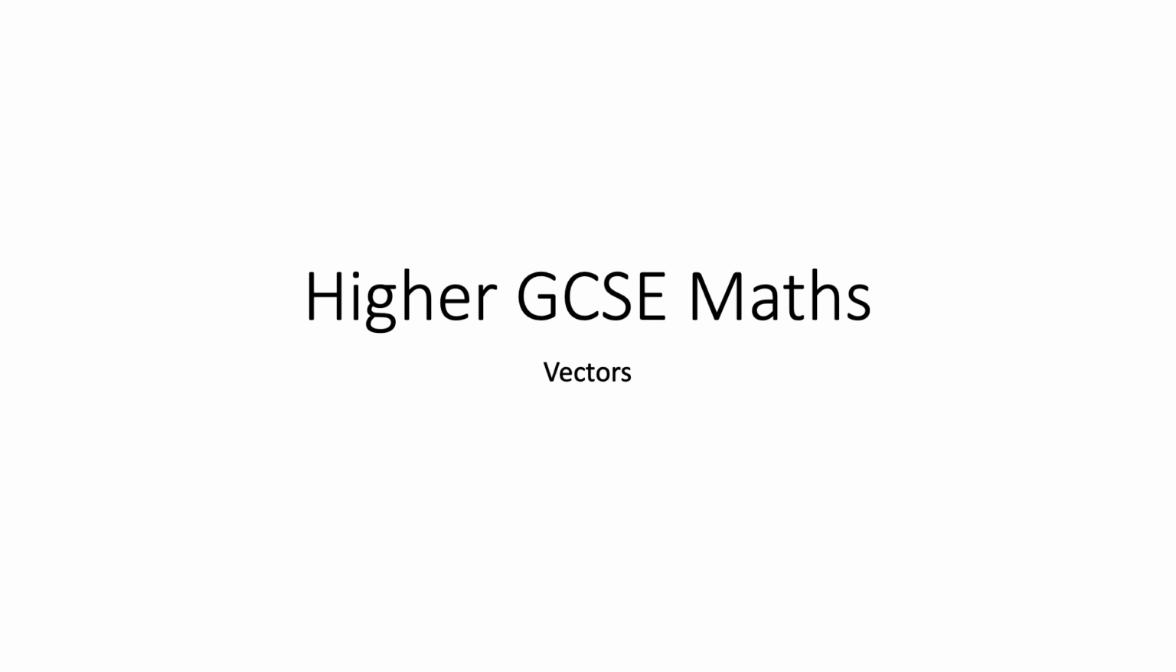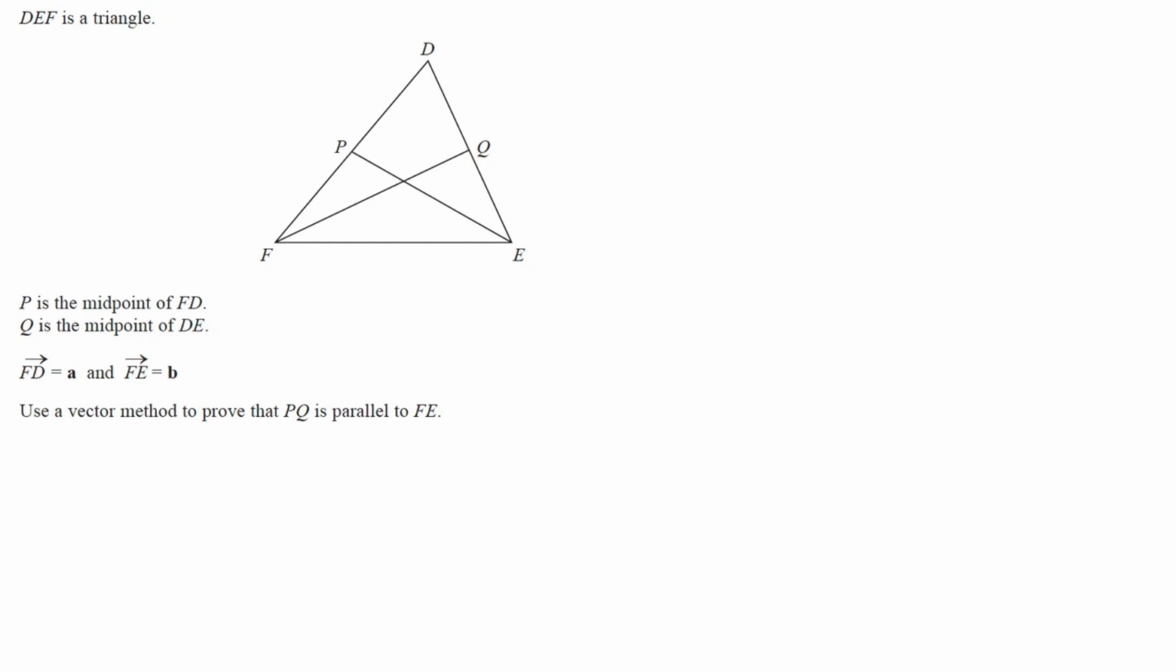Hi, in this video we're going to be looking at a higher GCSE maths topic involving vectors. So this is taken from a past paper and we are given DEF as a triangle. P is the midpoint of FD and Q is the midpoint of DE. And we've got some vectors given to us as well.